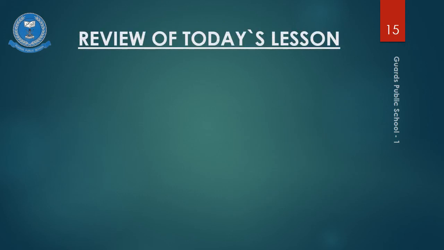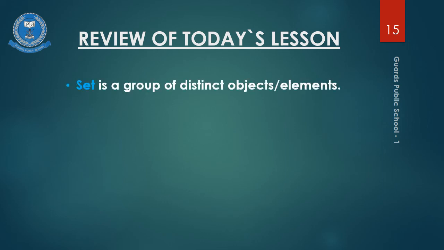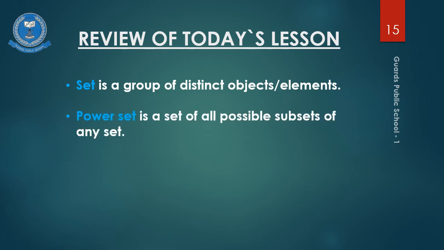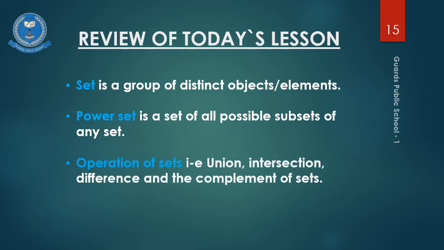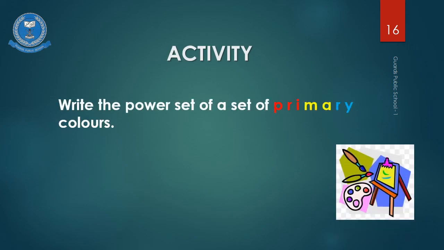Now have a look at today's lesson. Today we have come to know that a set is a group or a collection of distinct objects or elements. A power set is a set of all the subsets of any given set. Operations of sets, in which we have studied the union of sets, intersection of sets, difference of sets and the complement of a set. Okay, so now students, what you have to do is write the power set of the set of primary colors, and you can enjoy this activity by using the respective colors.